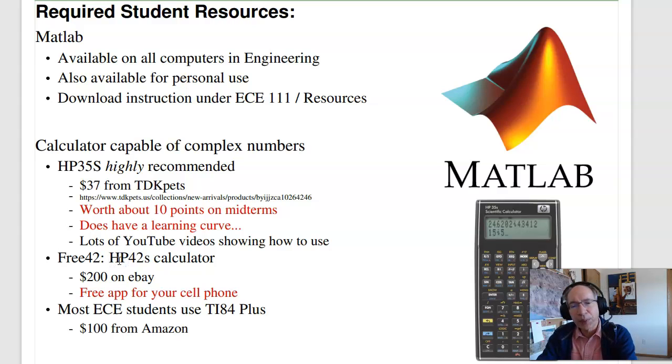You can actually buy the HP 42 calculator on eBay for $200 or just download a free app on your cell phone. In my classes, I don't mind if you use the cell phone app. It's free. In other faculty's classes, they don't like you using your cell phone during tests, so you might need the HP 35S when you get to other classes. Most students use the TI-84, but again, I highly recommend the HPs. I think you're going to appreciate them. They're going to help your score.